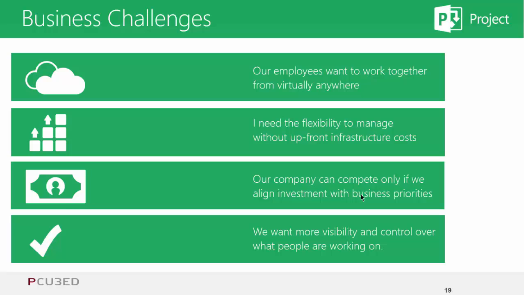And finally, if we look at the last one over here, organizations want visibility and control over what people are working on. The key resource that organizations have a limited amount of is people. And if you don't know what your people are working on or what projects are coming up, how are you going to make the right kinds of business decisions?